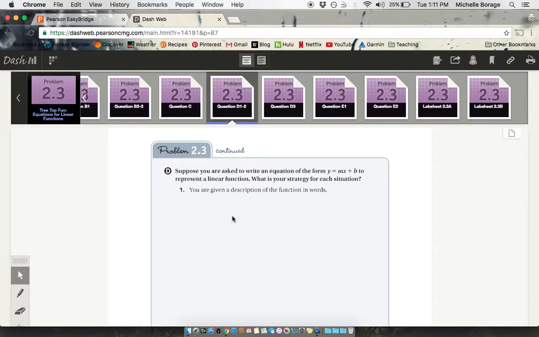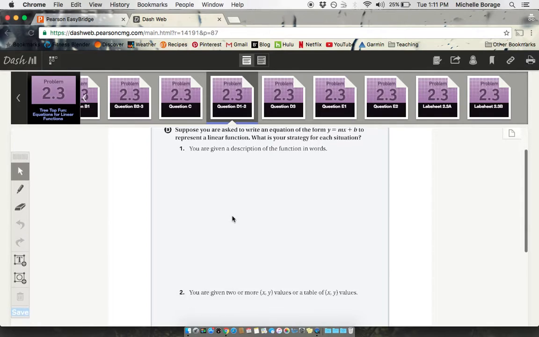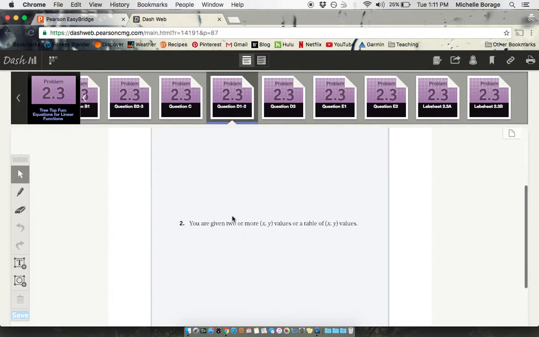So I want you to describe to me in complete sentences, how do you pull the information from those words to plug it into your equation? What do you listen for in the description to know what's your y-intercept and what's your rate of change? Describe to me how you would listen for those things to write an equation. On D2, it says you're given 2 or more x or y values or a table of x and y values. So if I give you a table of several points, how do you find an equation? So I want you to describe to me in complete sentences, if you have a table, how do you find the slope and how do you find the y-intercept?